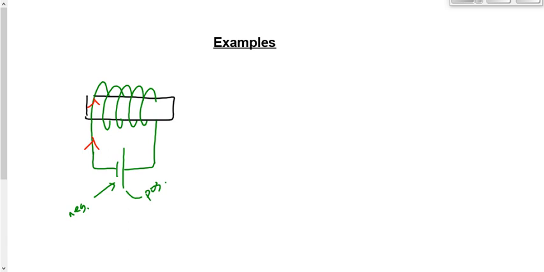So we have our electrons going clockwise here, up in the front, down in the back, up in the front, down in the back, up in the front, down in the back, and then around back to the positive terminal of the battery.